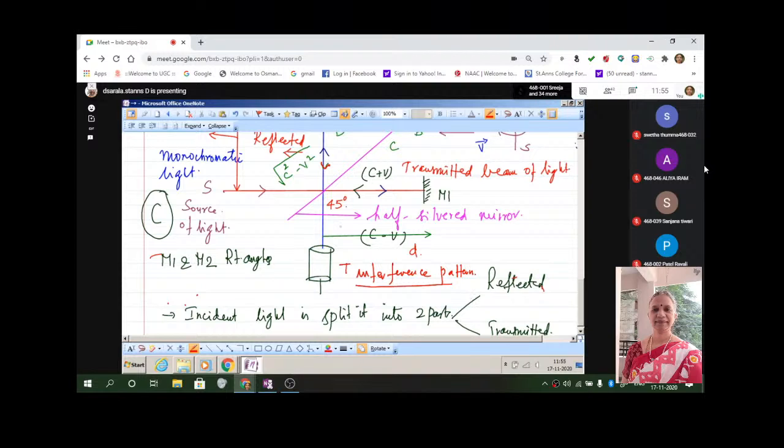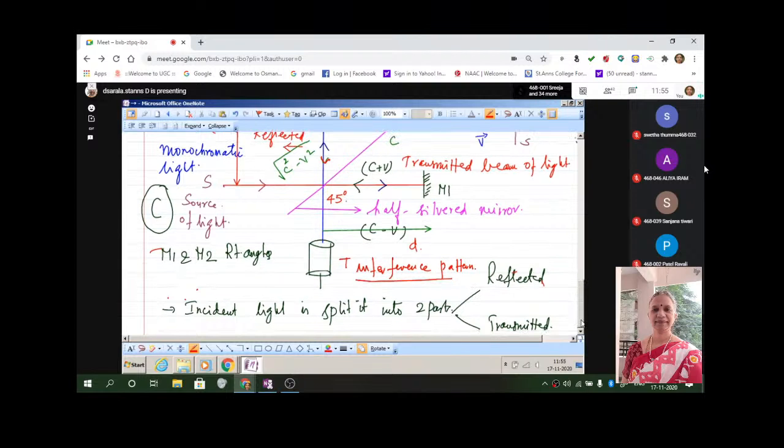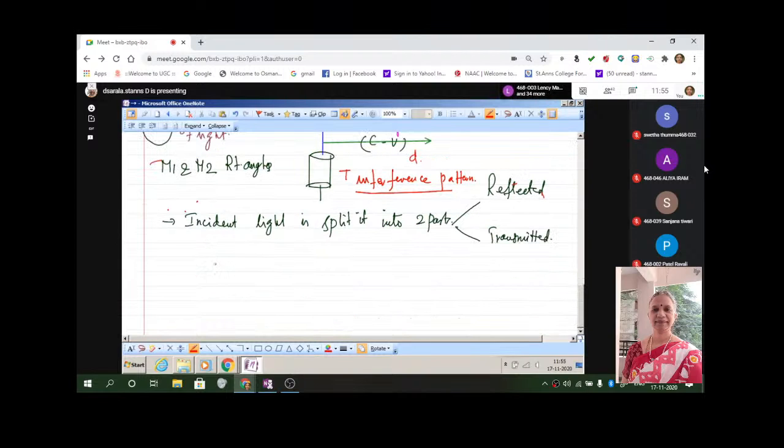These two undergo interference. And that interference pattern is alternate light and dark lines. I'll tell you what these lines are. This is what you see.